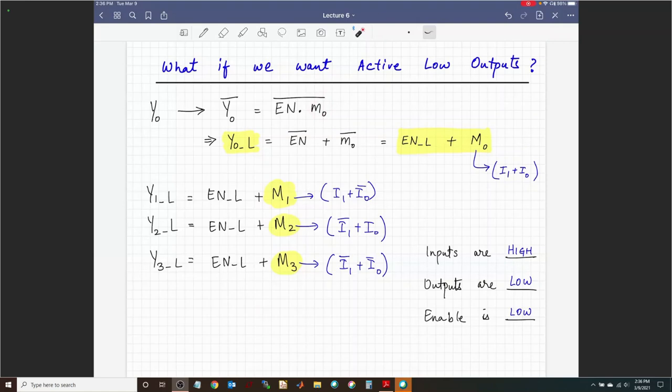So for Y0, Y1, Y2, Y3, all of them, when you express them in terms of an active low output, you get ENABLE_L or the corresponding maxterm: maxterm 0, maxterm 1, maxterm 2, maxterm 3. So in this case, we had inputs being active high, outputs we made active low, and while we were making the outputs active low, we also made the enable active low. So it is active when it is low. I want the decoder to be enabled when I make it low.